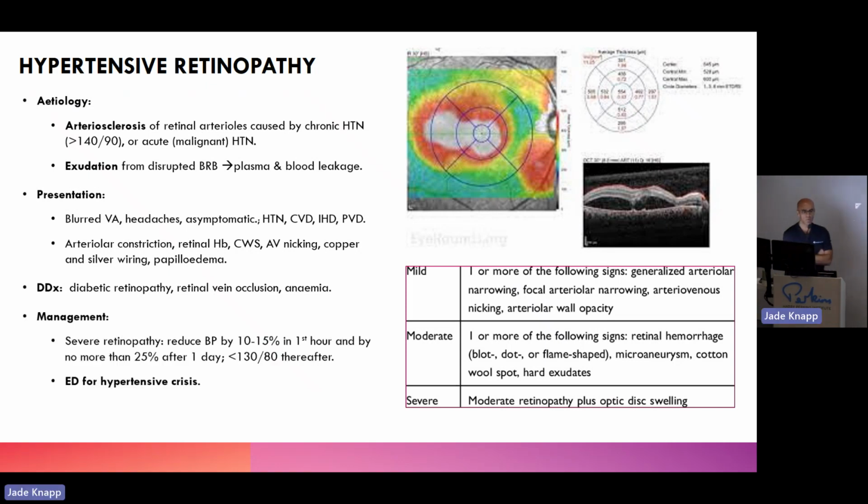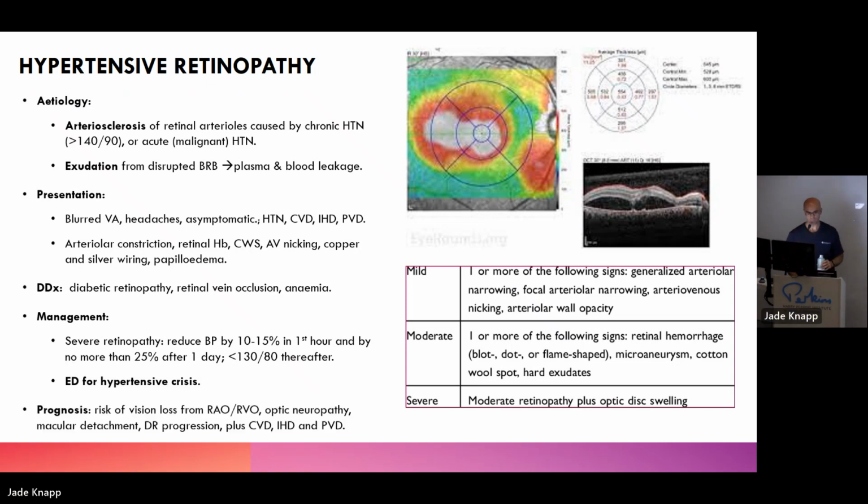What's the management here? Well, if you've got severe retinopathy, then you need to reduce the blood pressure quickly, but not too quickly, okay? Because this is a retina that's become dependent on high blood pressure for its oxygen delivery. So 10 to 15% in the first hour, no more than 25% in the first day. And then ultimately you want to aim for your normal sort of guidelines. If they've got a hypertensive crisis, okay, malignant hypertension, then obviously they're going to ED.